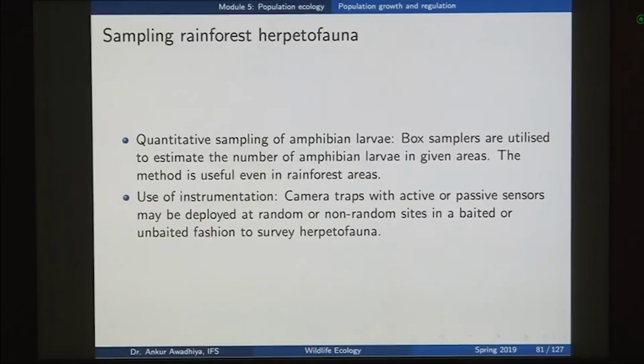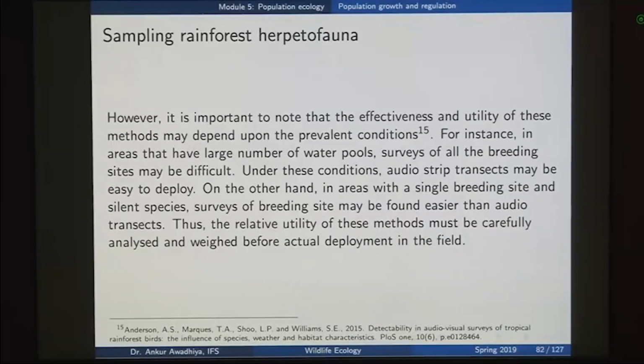You could even go for a quantitative sampling of amphibian larvae. So, for instance, you are not able to capture the frogs, but when you go to the pond, you are able to capture the larvae. In that case you can do a quantitative sampling of the larvae as well, or you can go for instrumentation. In the case of instrumentation, you can put up camera traps. A camera trap is a device that has a sensor, so that if an animal comes near to it, it takes a photograph. So, camera traps are also another way of getting data about these animals.